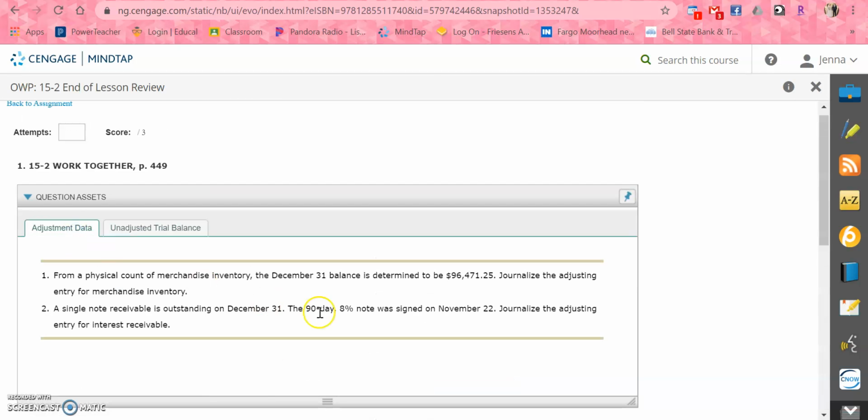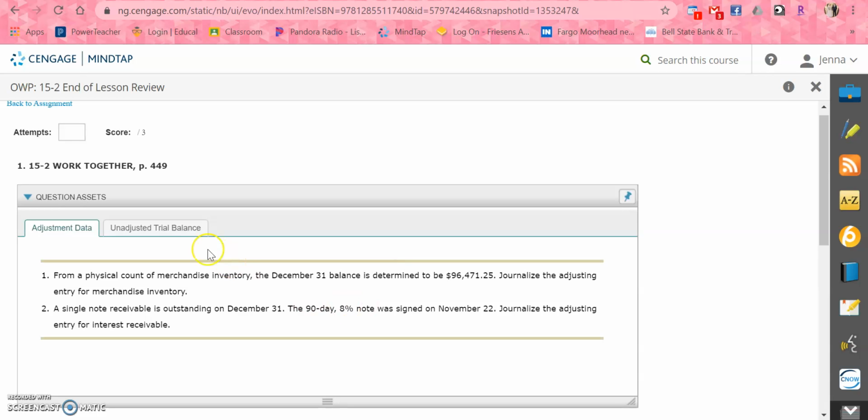Okay, I'm going to go back to my adjustment data. Number 2, it says a single note receivable is outstanding on December 31st. The 90-day 8% note was signed on November 22nd. Journalize the adjusting entry for interest receivable. Now, this is what I talked about in the lecture, where they just showed us the amount of our interest, and they did not actually show us how they got that amount. And now we're going to have to figure out that amount.